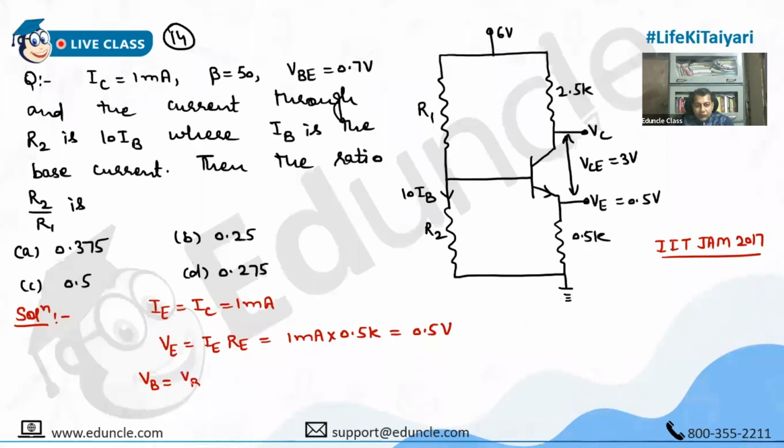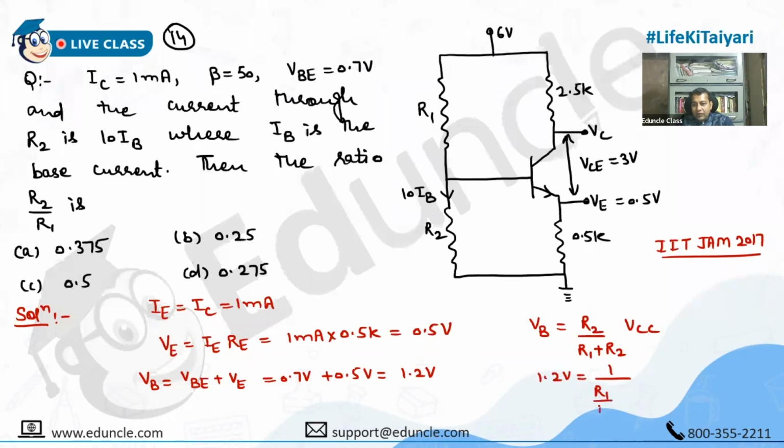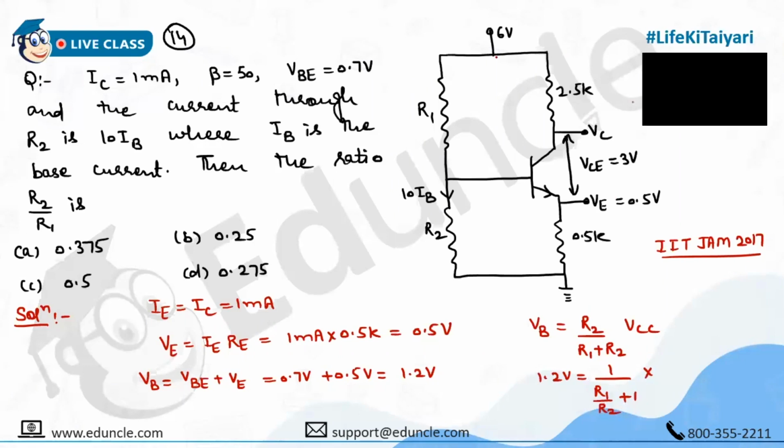So VB is VBE plus VE. 0.7 plus 0.5, it is 1.2. And what is the formula for VB again? R2 by R1 plus R2 into VCC, na? So now you know VB and VCC. So with the help of this, you will be able to get the answer. So it will give you 1 by R1 by R2 plus 1 into VCC, which is 6 volt. Sir, 0.25. Yes, this is the answer.